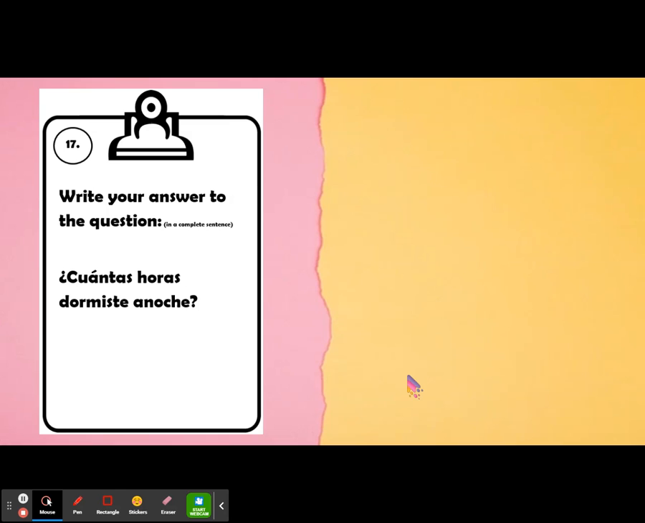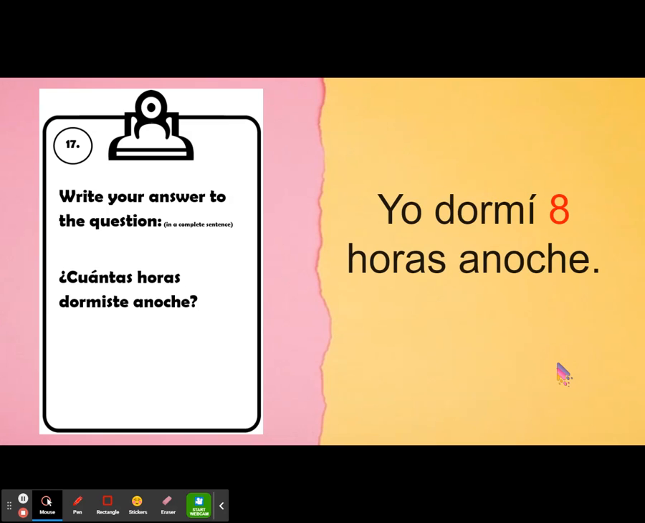Number 17, write your answer to this question in a complete sentence. ¿Cuántas horas dormiste anoche? Okay, so dormiste is from the verb dormir, which is to sleep. So how many hours did you sleep last night? Yo dormí 8 horas anoche. And again, depending on how many hours you slept, you could have a different answer.